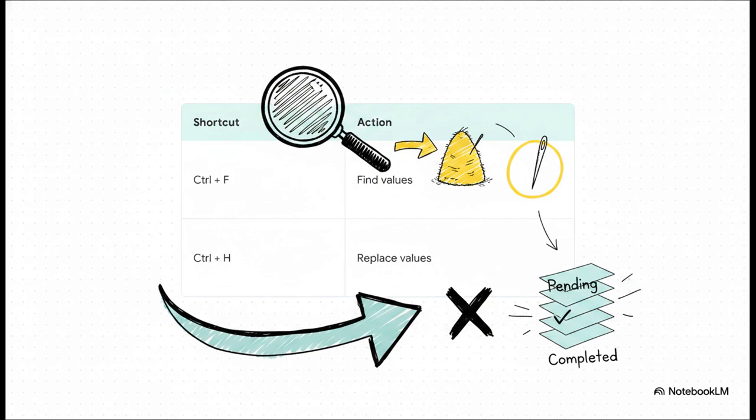But take a look at Ctrl H. This is where the real magic happens. Let's say you have a sheet where every single pending tag needs to be updated to completed. Ctrl H lets you replace thousands of values in literally seconds.